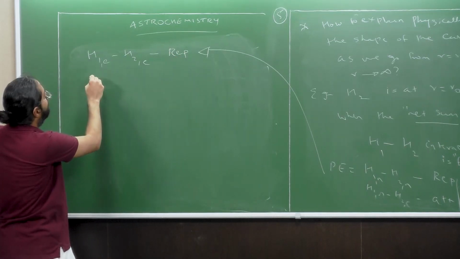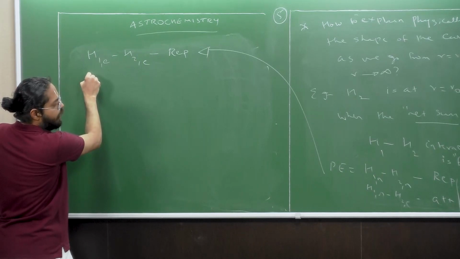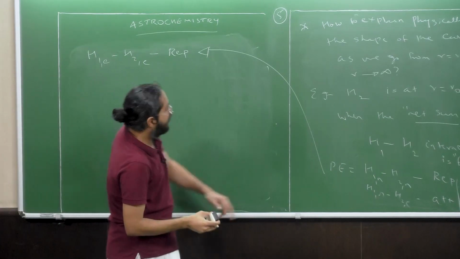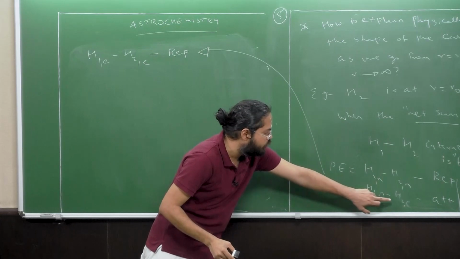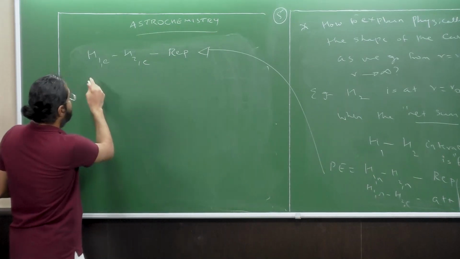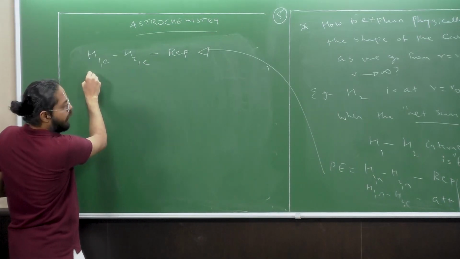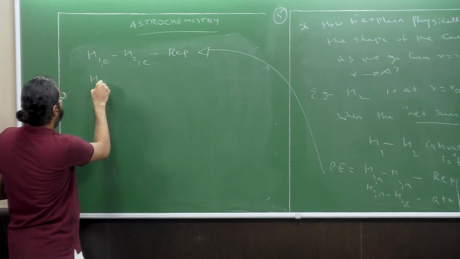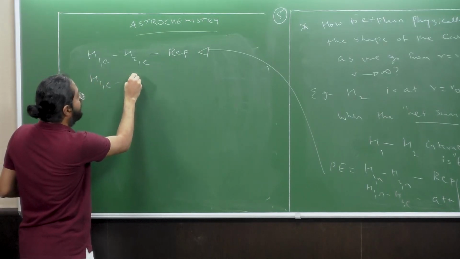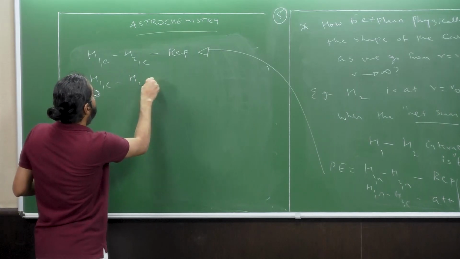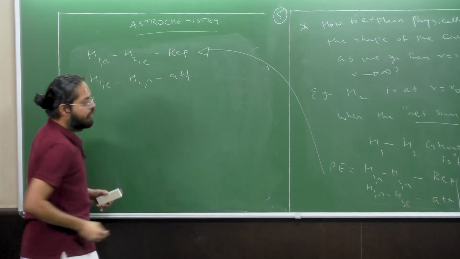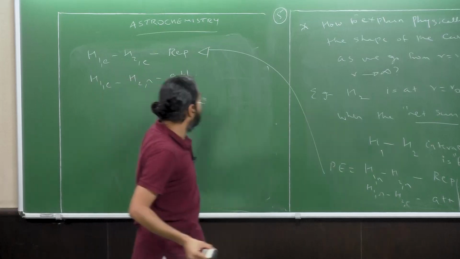And the next interaction we're going to be discussing is the H1N, H2E. The next interaction we're going to be discussing is H1E and then H2N. This is going to be attractive, right? Are we clear? These are the four terms, right?